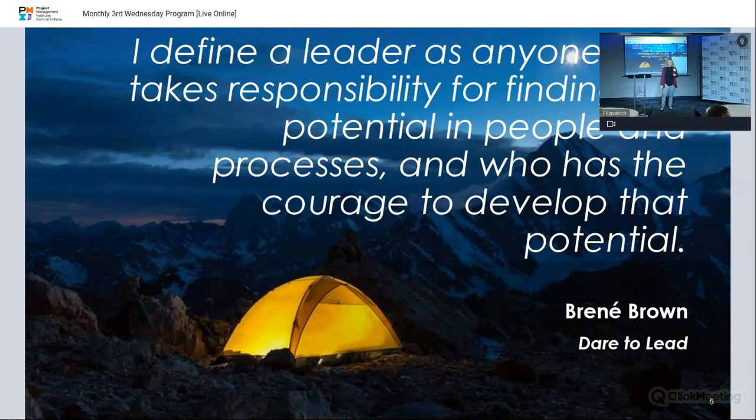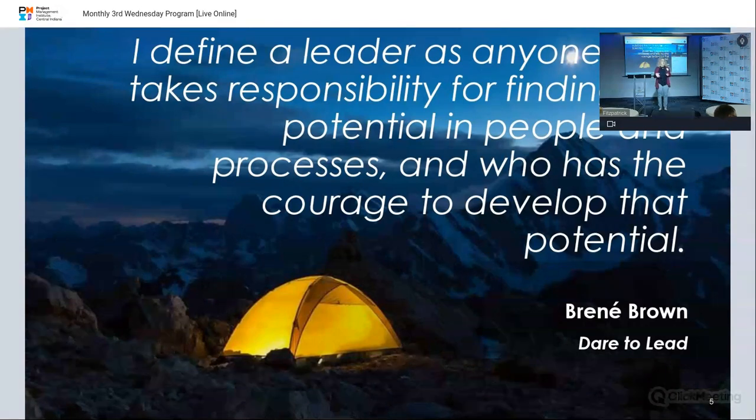Brene Brown, she's a researcher out of Houston. She does research on vulnerability and taking chances and taking risks and being vulnerable. And she's a social psychologist, social scientist. That was the type of work I was doing, so it resonated well with me that this is a good definition I can glom onto.